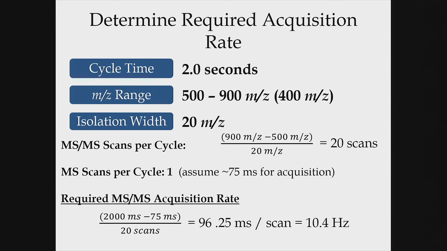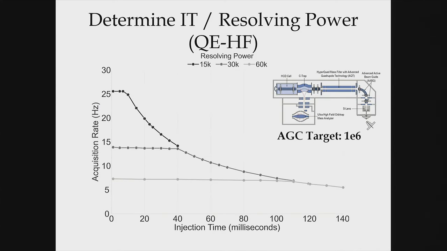So we know how fast we need to scan, so the next question is, what resolving power should I use, and what injection time should I use? What's cool on these trapping instruments is that it's pretty easy to find the optimal once you've determined how fast you need to scan. This is a plot showing how fast the Q-Exactive HF scans. That's on the y-axis. Each line is a different resolving power, and the x-axis is the injection time.